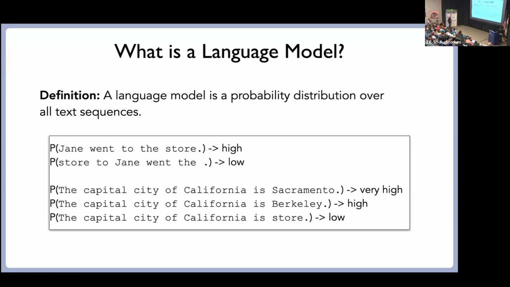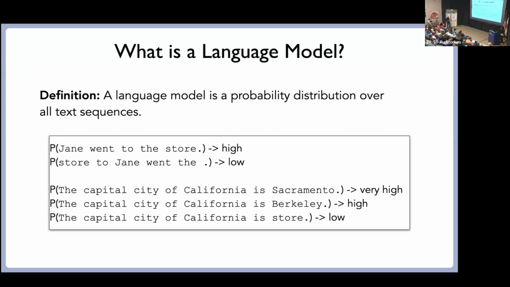So for instance, it should assign a pretty high score to a sentence like "Jane went to the store" because it's a pretty likely sentence. It's a pretty probable sentence. But it would not give a high score to a sentence like "store to Jane went" though, because this is not really a sensible sentence.